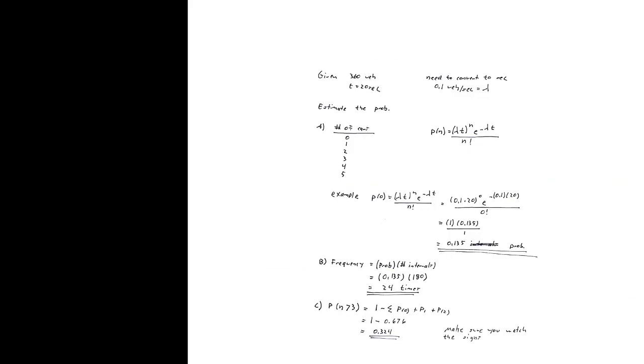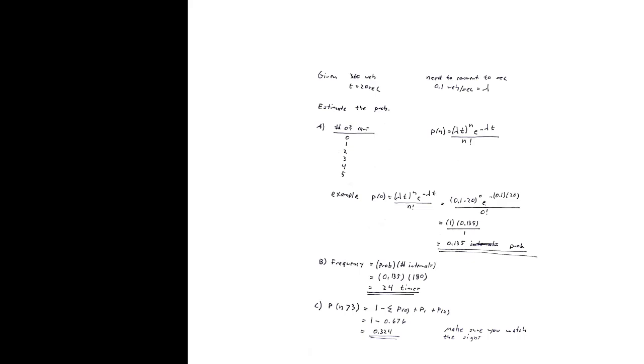Givens, 360 vehicles, t equals 20 seconds. Make sure that you convert your lambda into the same units. In this case, that's 0.1 vehicles per second equals lambda. You can see the numbers there for number of cars from 0 to 5. P sub n equals lambda t to the n, e to the minus lambda t over n factorial. So for 0, that's equal to 0.135. And then frequency equals probability multiplied by the number of intervals, which is equal to 24.